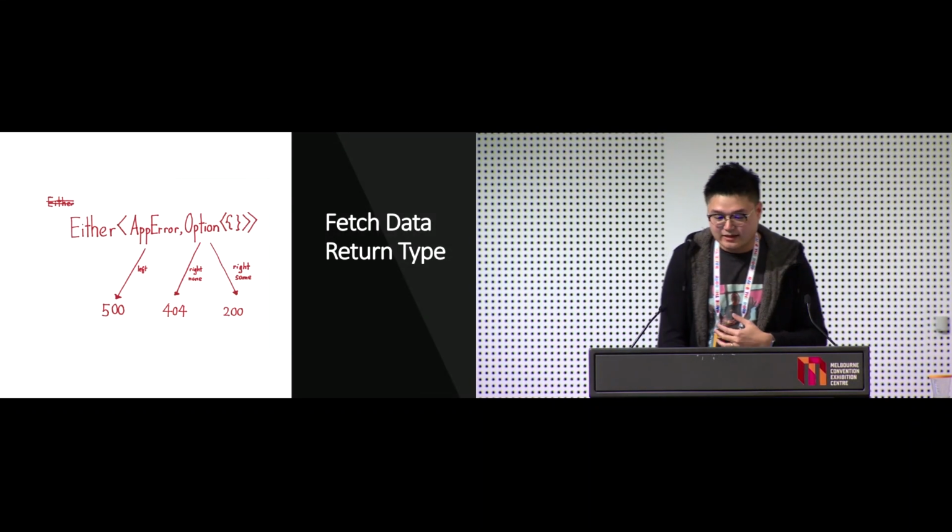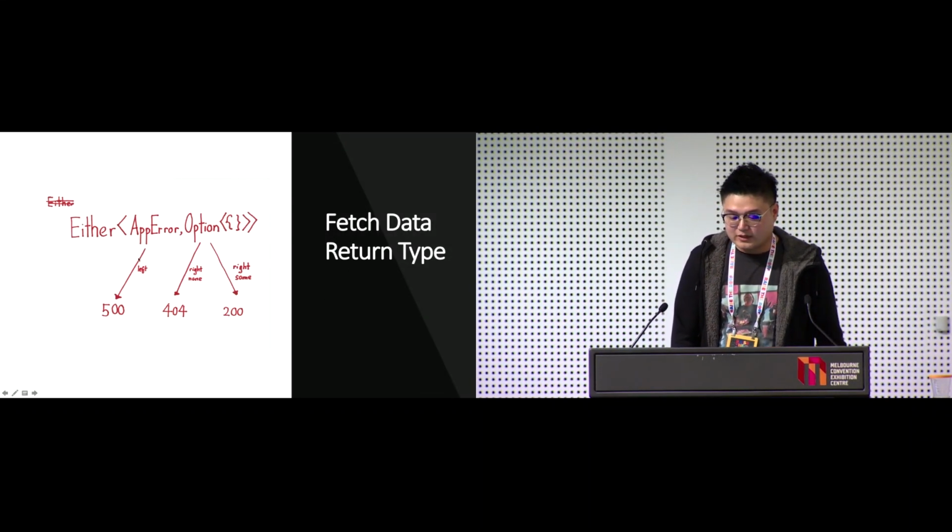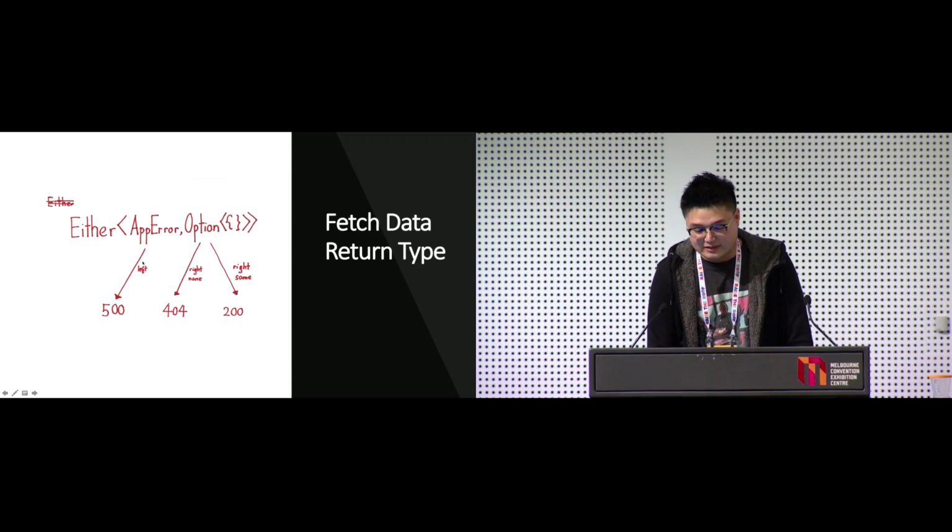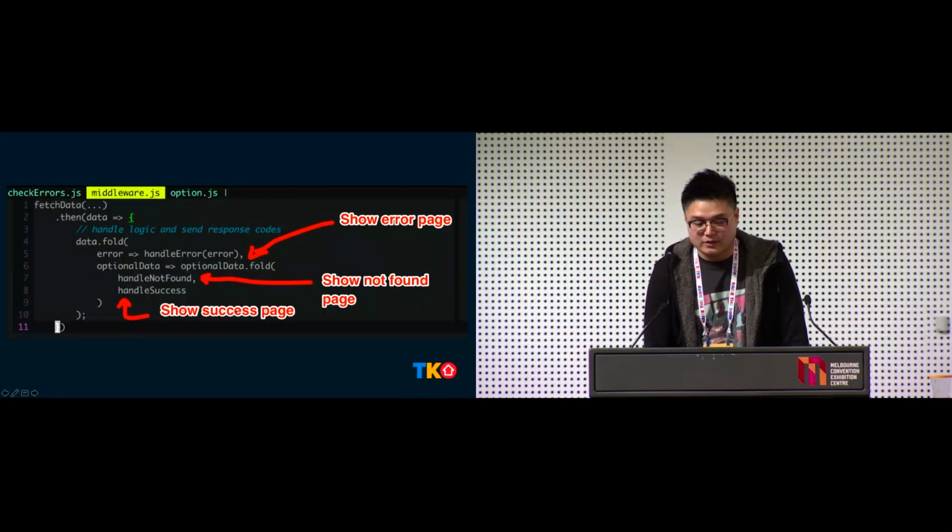And this is a nice diagram I drew. So what I said just now: if it's a left, it's a 500. If it's a right of none, it's a 404. If it's a right of some, it's a 200. So this is the fetch data return type.